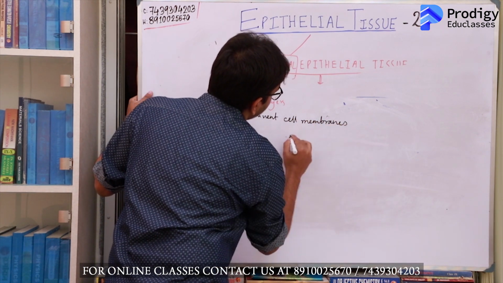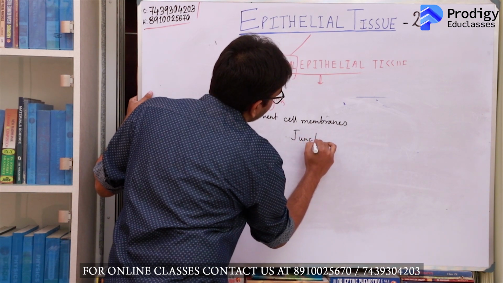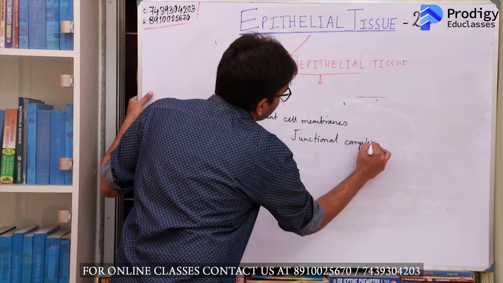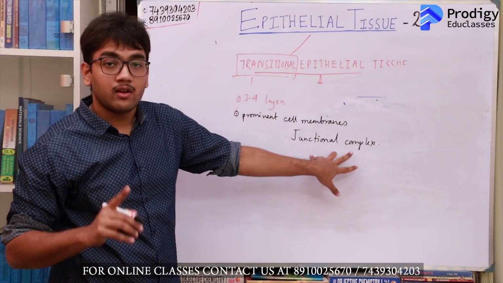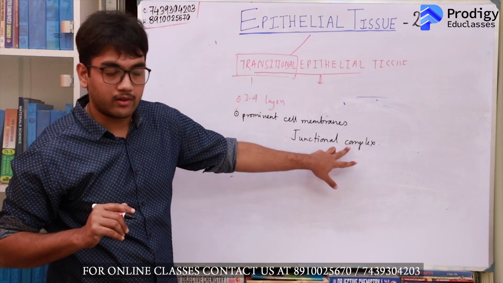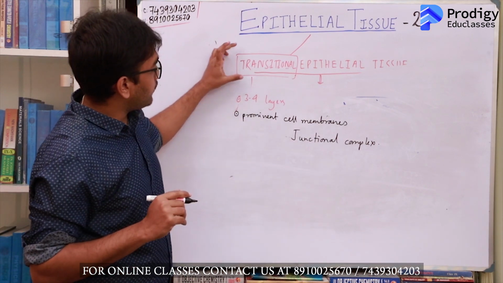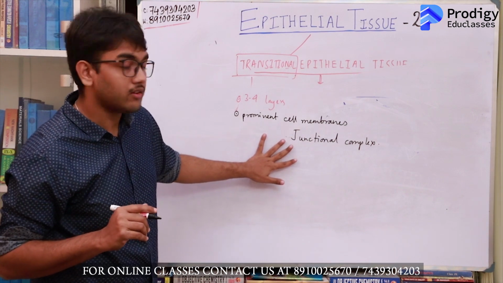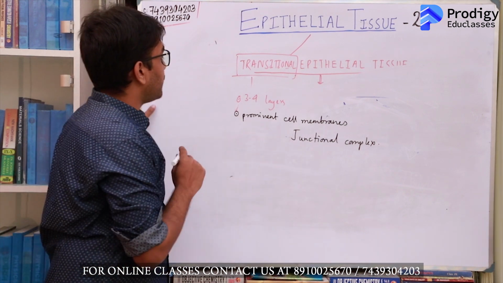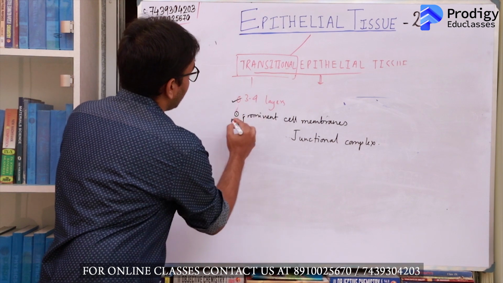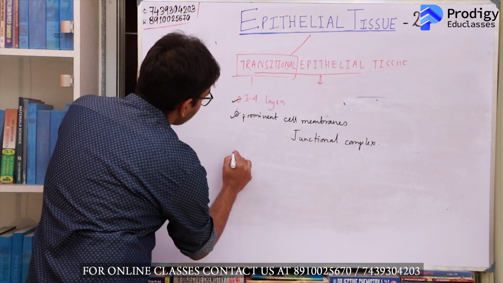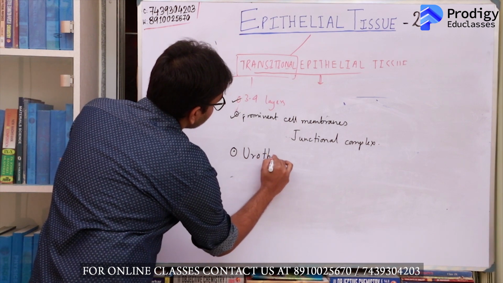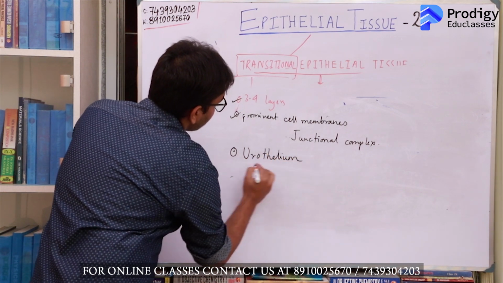owing to the presence of junctional complexes. Okay, junctional complexes. If you want to know what junctional complexes are, please look at the second video on cell membrane. So this transitional epithelial tissue has prominent cell membranes with junctional complexes which give a prominent cell membrane to these cells. Okay, so 3 to 4 layers, prominent cell membranes. Next, what you need to know is, it is also known as urothelium.